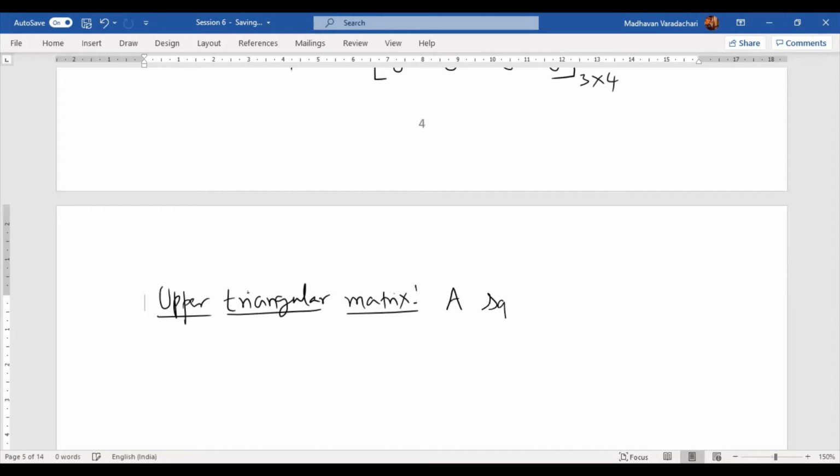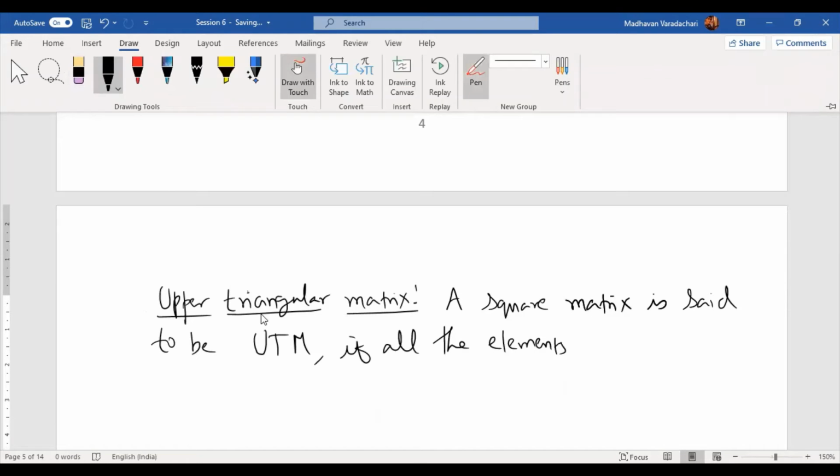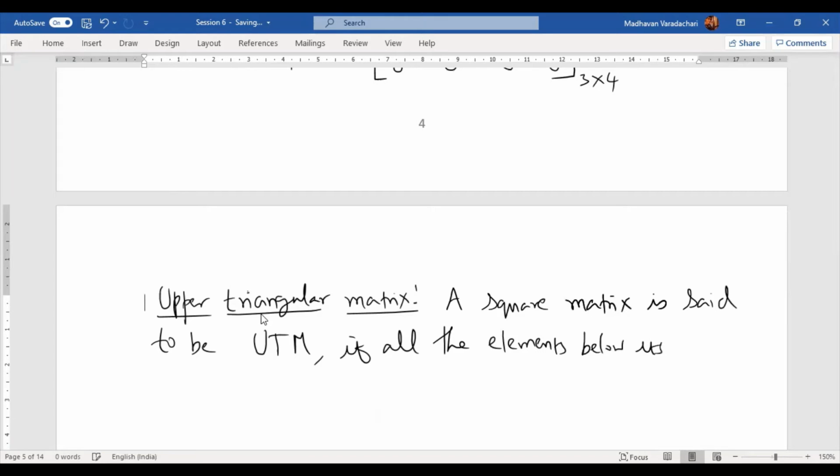A square matrix is said to be upper triangular matrix if all the elements below its principal diagonal are zeros.